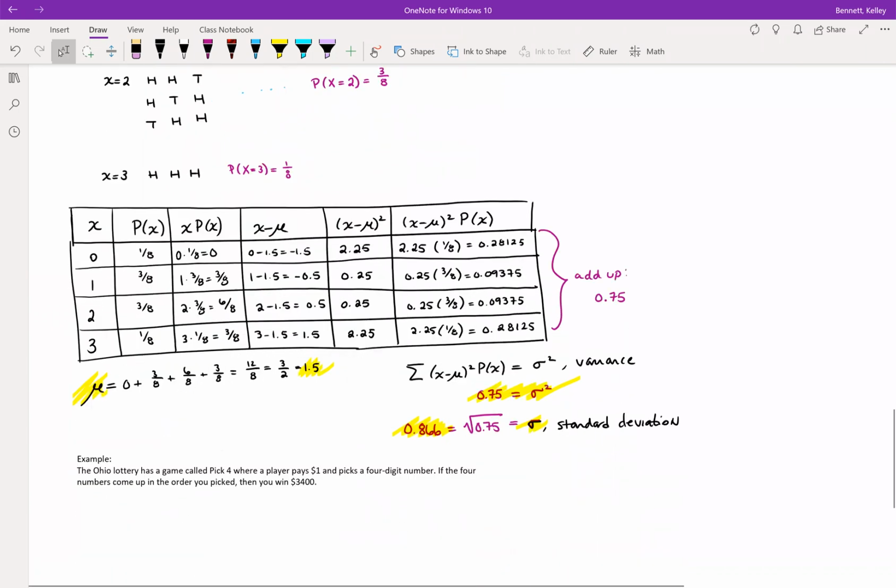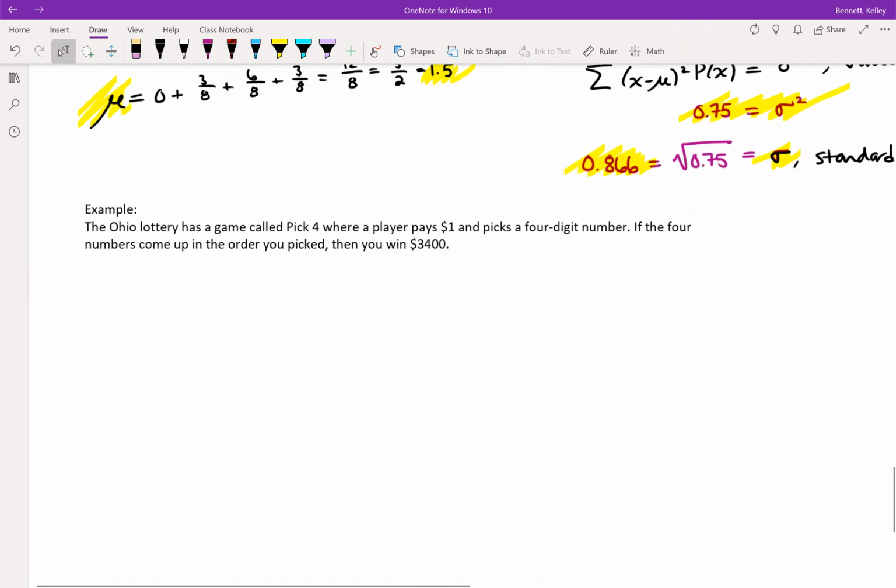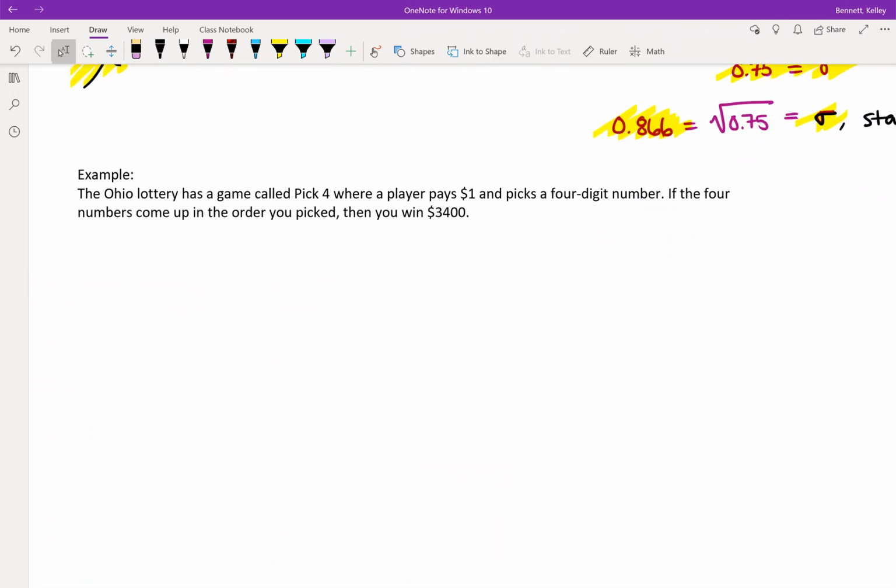All right, here's the last example. This one's a bit more interesting, especially if you like gambling and the lottery. The cool thing about gambling is on any given hand, you either won or you didn't, right? You either paid the house or the house paid you. So the Ohio Lottery has a game called Pick 4 where a player pays $1 and picks a 4-digit number. If the 4 numbers come up in the order you picked, then you win $3,400.